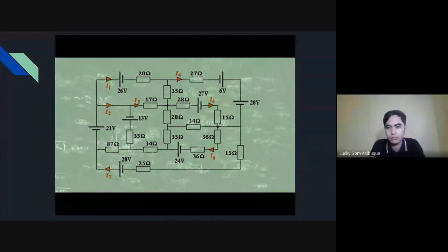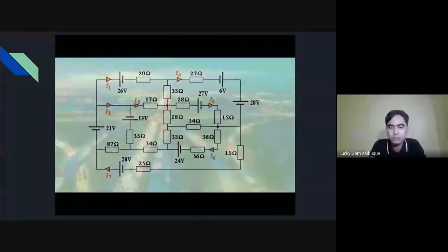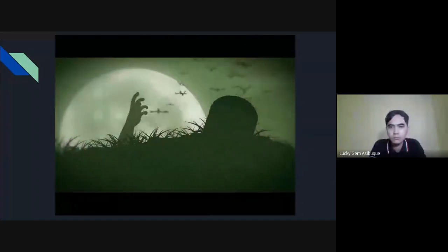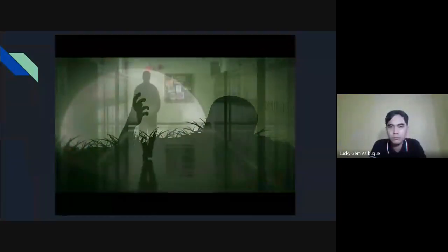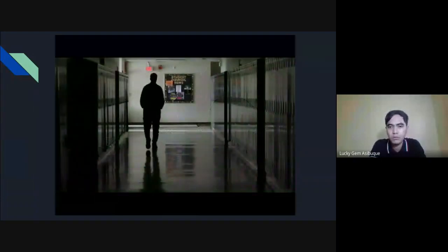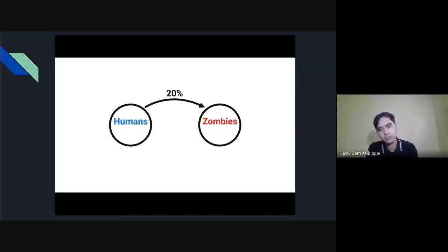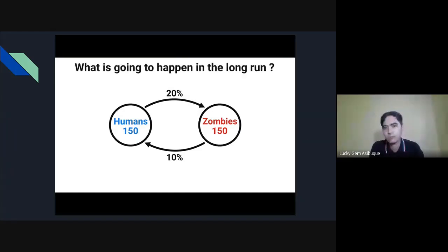But that's still not too exciting. So what about a system that continuously evolves over time? Like, for example, let's say there's a zombie outbreak at the local high school, pretty standard situation, and the place is quarantined so no one can go in or out, but the zombie infection is spreading. So we've got humans in the school and zombies, but no one is coming in or out, so the population remains the same. Now, let's say every hour, 20% of humans will turn into zombies. There is a cure for the disease, luckily. However, it's not always guaranteed to work. So we'll say that every hour, 10% of the zombies will return back to humans. At this moment, if there are 150 zombies and 150 humans, the question is, what is going to happen in the long run?